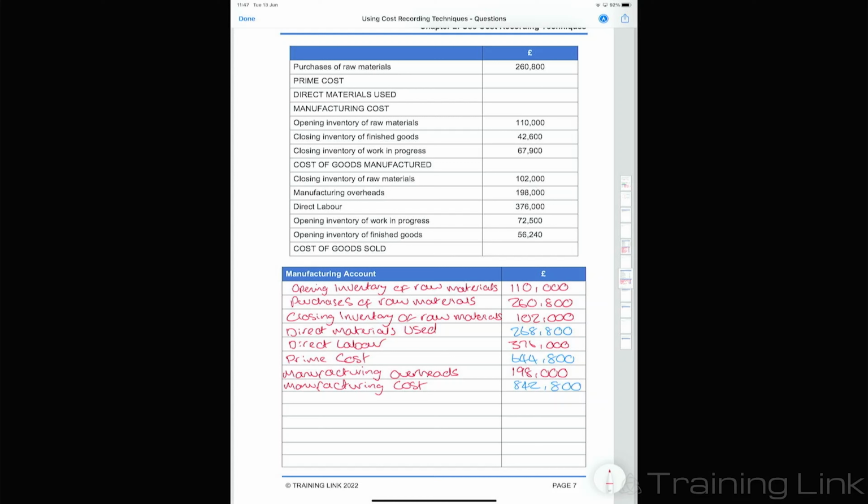Then we can move on to looking at the opening and closing inventory of work in progress. So opening inventory of work in progress, so that should be for the amount of 72,500. We've then got our closing inventory of work in progress, and that should be for the amount of 67,900, giving our cost of goods manufactured figure of, and I'll put this in blue, so the cost of goods manufactured figure of 847,400.